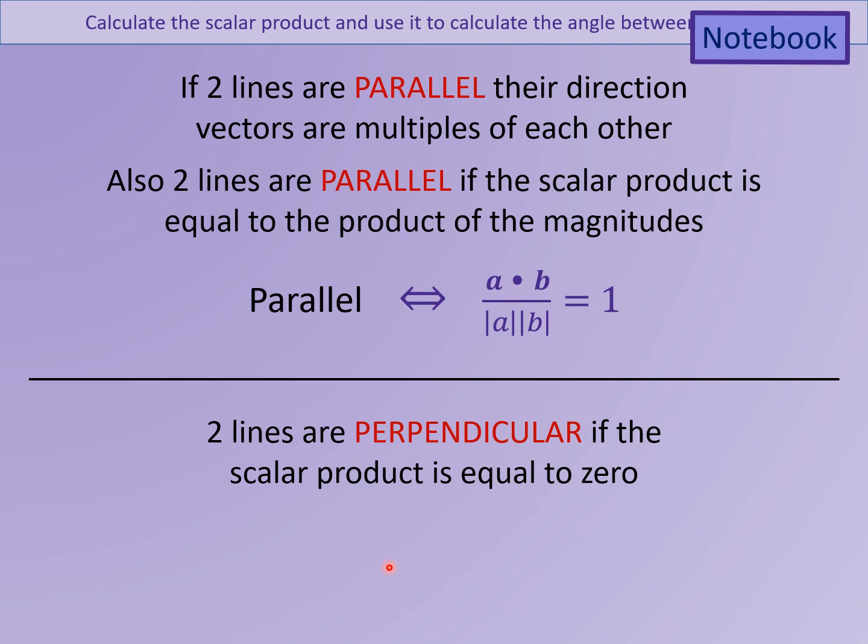Another rule which we have already seen is that if two lines are perpendicular, their scalar product will equal 0. If A dot B equals 0, you don't need to calculate the magnitudes of A or B, you can just conclude that the lines must be perpendicular, because inverse cos of 0 is 90.